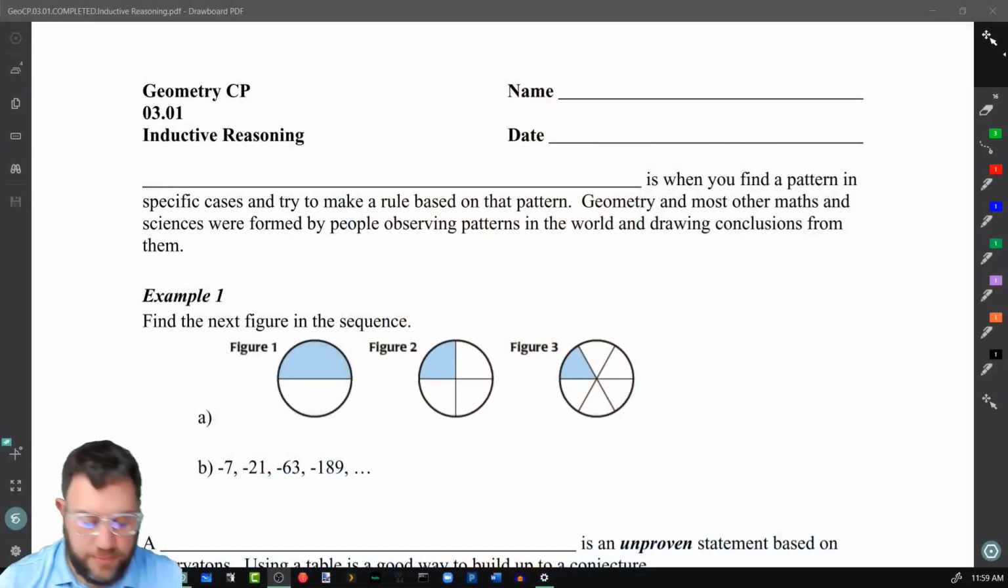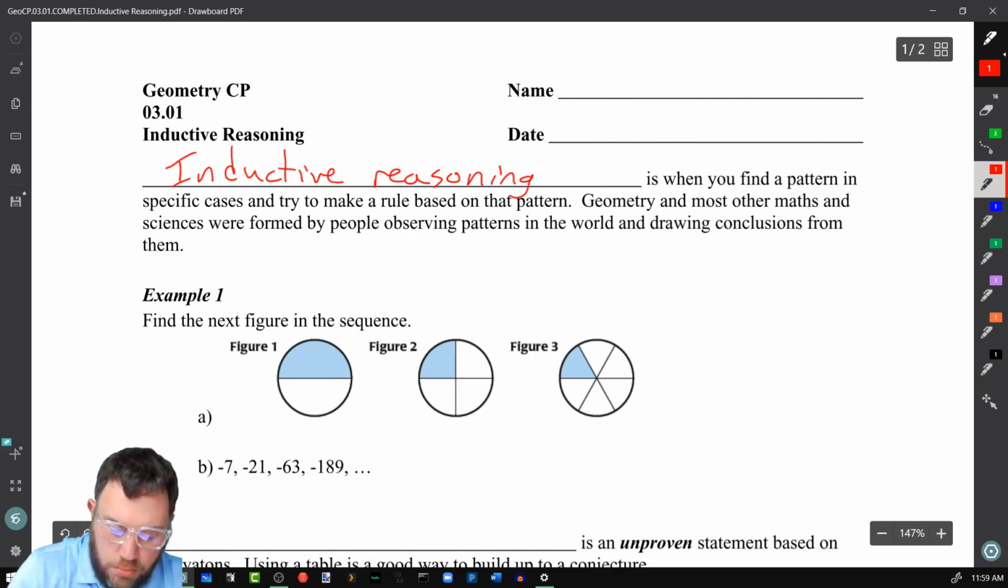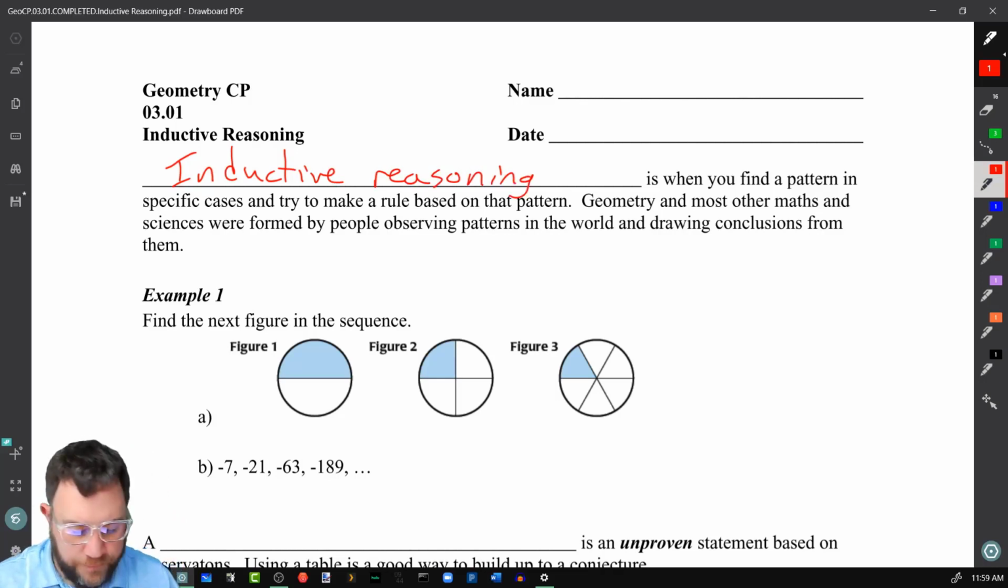Today we're starting our next unit that is all about logic and reasoning and proving things. And we're going to start off with going over something called inductive reasoning. And inductive reasoning is when you find a pattern in certain cases and then you try to make a rule based on that pattern. You try to apply that pattern to other things.